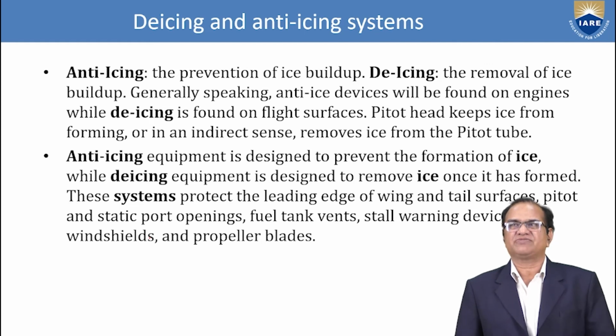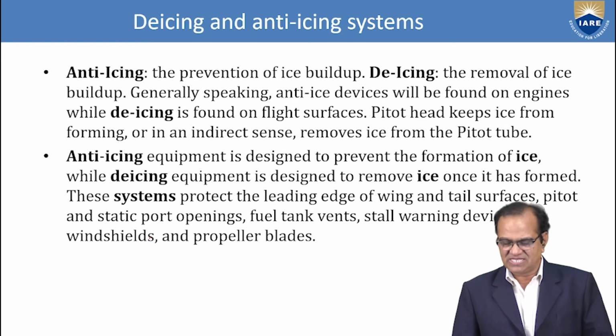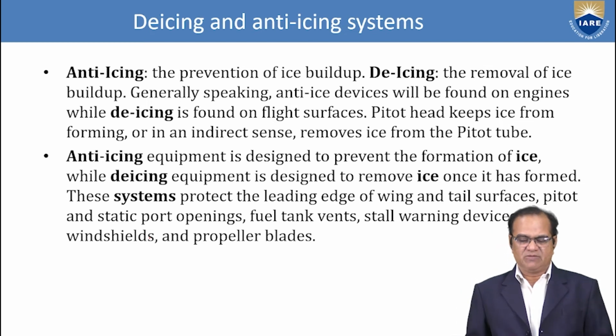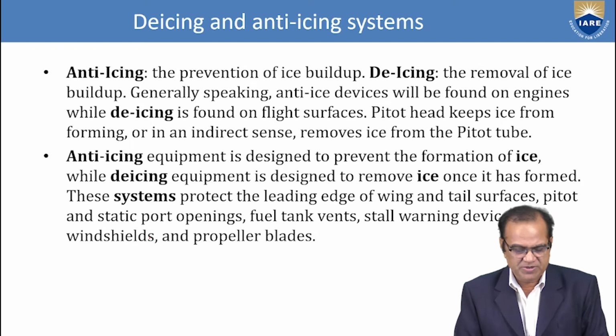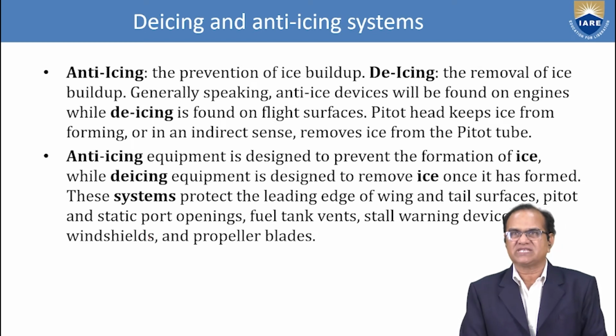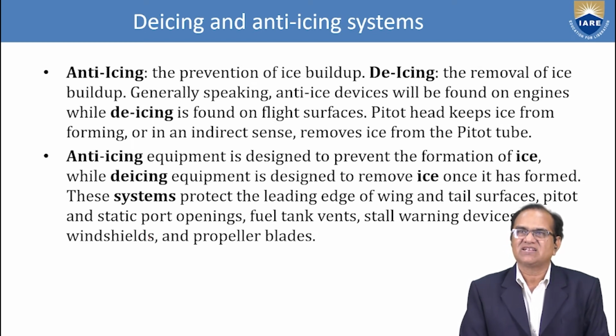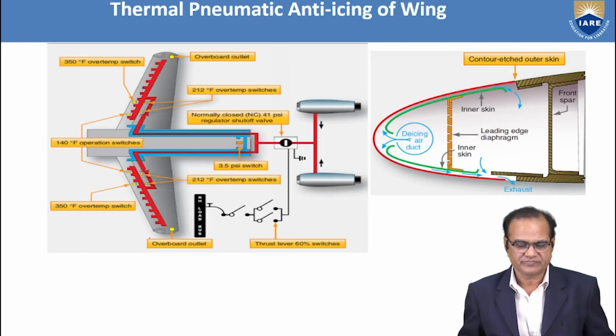De-icing is found on flight surfaces. The pitot head keeps ice from forming or, in an indirect sense, removes ice from the pitot tube. Anti-icing equipment is designed to prevent the formation of ice, while de-icing equipment is designed to remove ice once it has formed. This system protects the leading edge of wing and tail surfaces, pitot and static port openings, fuel tank vents, stall warning devices, windshield and propeller blades.